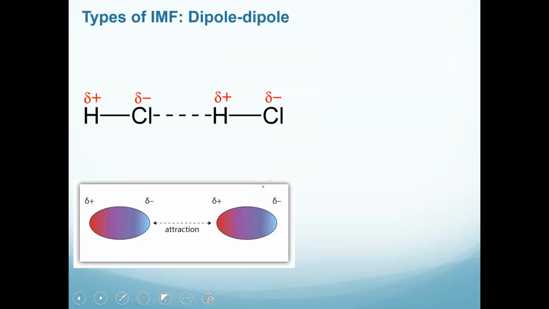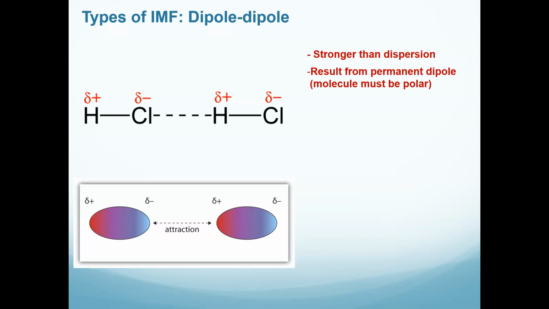Now that we have the basics, let's move on to another type of intermolecular force. The next strongest is going to be a dipole-dipole interaction. And here are the requirements. The first thing is it's stronger than a dispersion intermolecular force. It results from a permanent dipole. So I'm going to circle that. The molecule must be polar for it to have this type of intermolecular force.